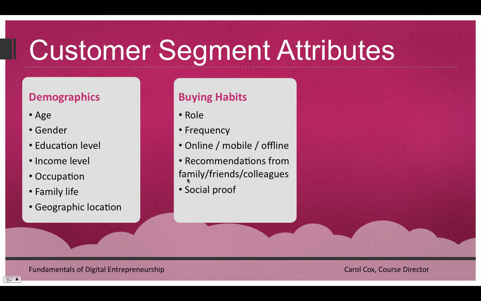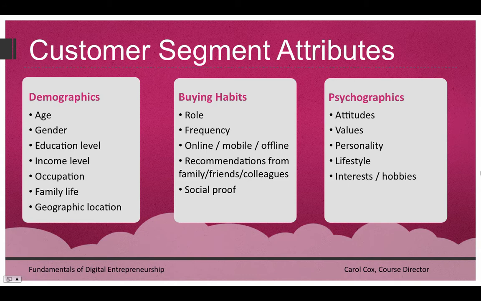Also think about how much they get recommendations from their family, friends, and colleagues, especially on social media sites, and then how much they look for social proof regarding the type of product or service that you sell. Then also consider your customer psychographics. So these are things like their attitudes and values, their personality, their lifestyle, their interests, and their hobbies. So if you're selling something that's geared to people who are on the go a lot, who say like to be fit and healthy, then that would be an important part of their psychographics.